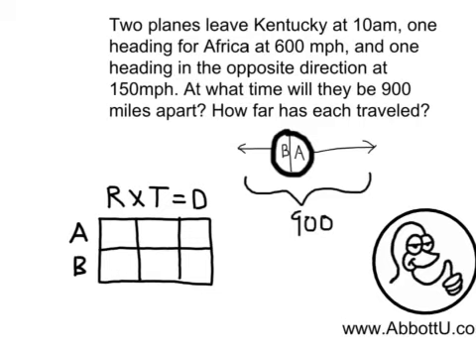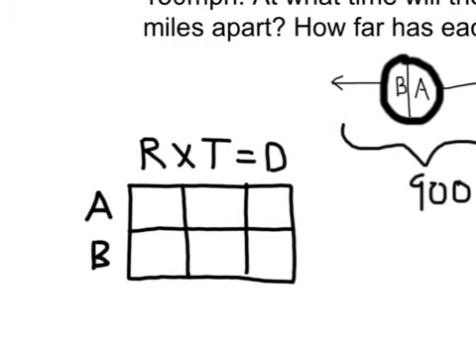That's something that we had to do for ourselves. We actually had to label that ourselves. But just keep in mind that plane A is the first plane that we're analyzing. So plane A leaves at 10 a.m. We're not going to worry about that part just yet. It's heading for Africa at 600 miles per hour. So that's immediately a clue. We could definitely fill in the 600 miles per hour underneath the rate of plane A. So that's 600 right here.